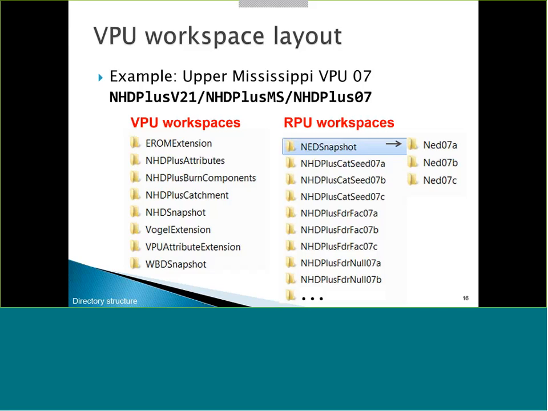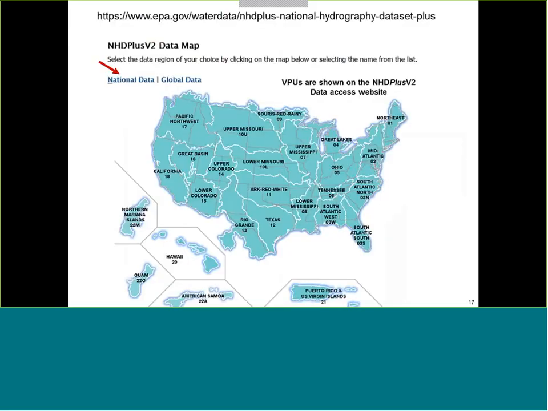Unless it has an RPU ID associated with it, these different levels are all at the VPU level, with the exception of the NED snapshot. So the NED snapshot's the only one that's handled differently, and that's because it's an original ingredient data set that went into making the NHDPlus.